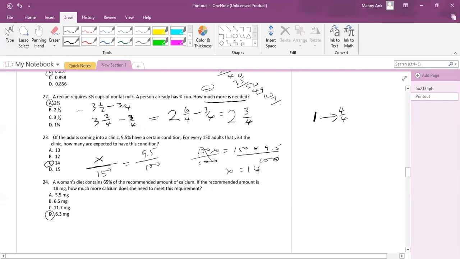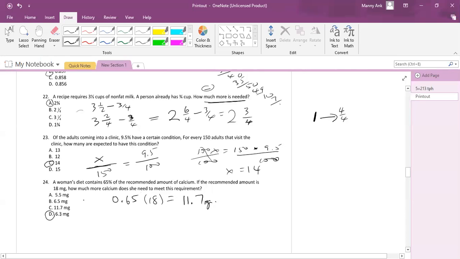D. So the woman's diet contains 65% of the recommended amount of calcium. If the recommended amount is 18 milligrams, how much more calcium does the person need? Right, so the person is getting 65% of recommended. It means that I need to find 65% of the 18 to find how much she's getting. So I'll use a decimal form, 0.65 times 18 milligrams. So it means the person is getting 11.7 milligrams. It's milligrams.